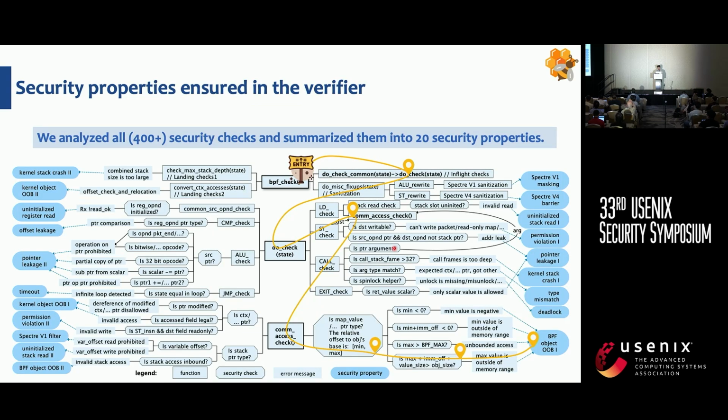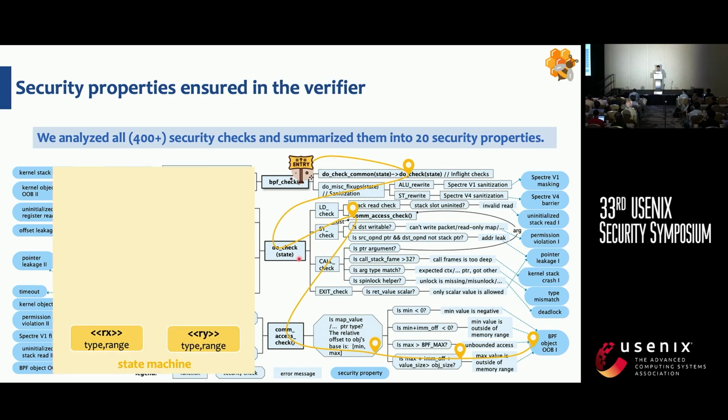We analyzed all security checks and summarized them into 20 security properties. The bpf_check function is the entry point of the verifier, and the do_check function contains most of the security checks. Basically, it maintains a state machine, which records the type and the range of all the registers under all possible execution paths. Whenever an instruction is encountered, it will perform security checks based on the semantics of the instruction and all operand states.